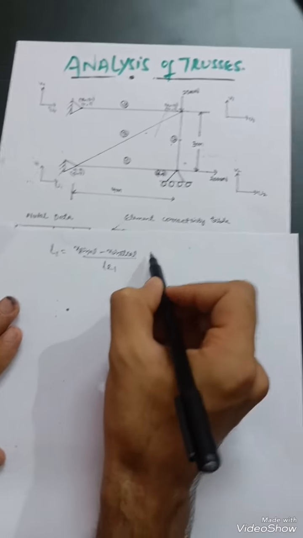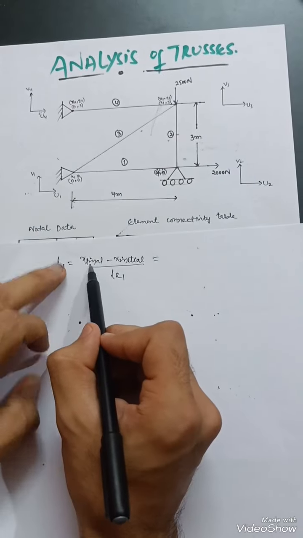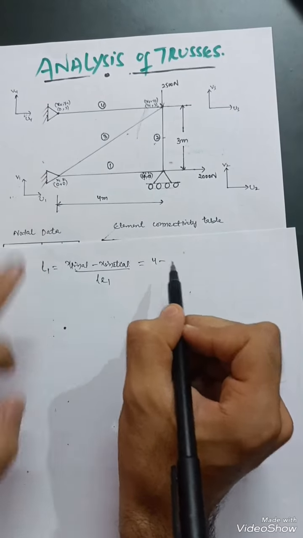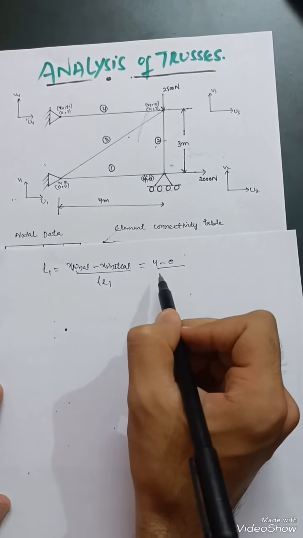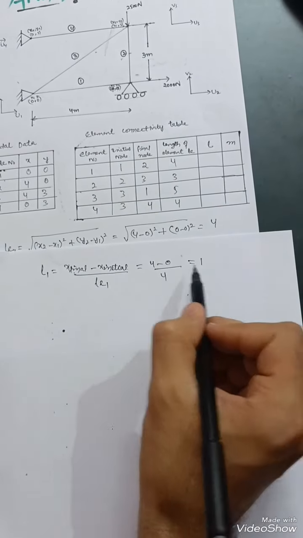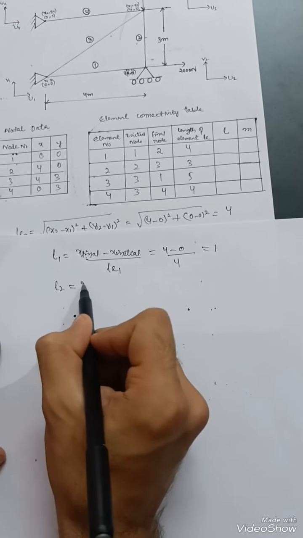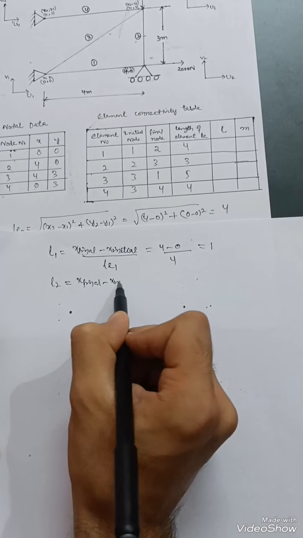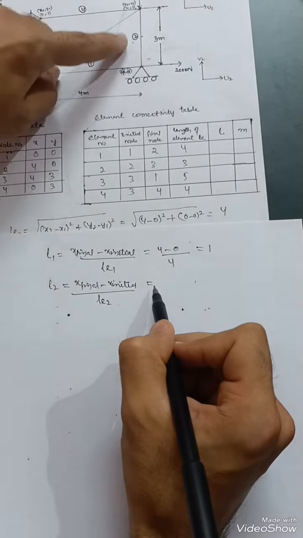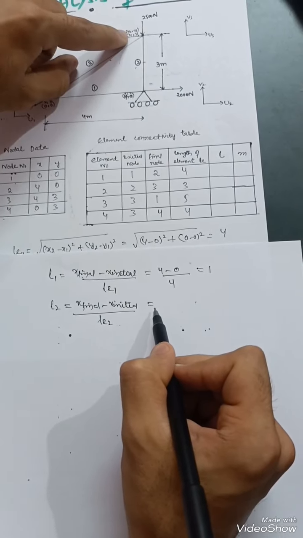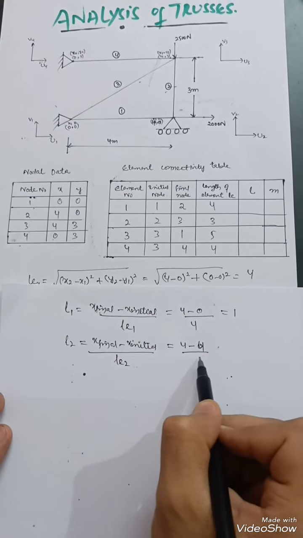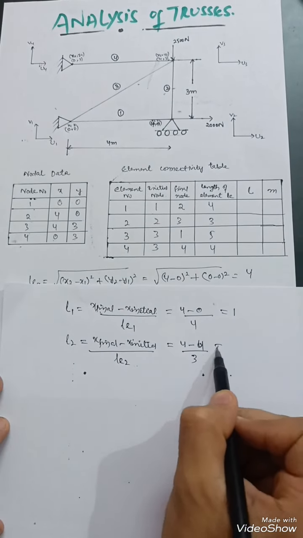divided by length of element 1, which will be equal to, for first element x final is x2, that is 4, minus x initial is 0, x1 is 0, divided by LE1. We have calculated it over here, LE1, that is 4. So 4 upon 4, that is 1. So L1 is 1. Then L2 is equal to same x final minus x initial divided by LE2, which will be equal to, for second element, so x final is 4 and x initial is 4. So 4 minus 4 divided by LE2, that is 3 over here, so which will be equal to 0.